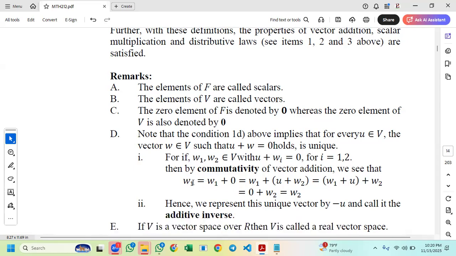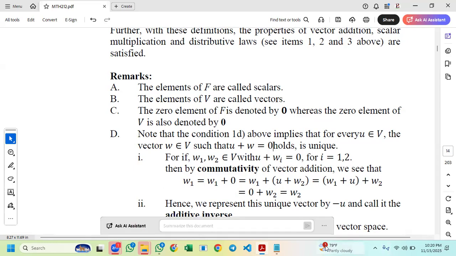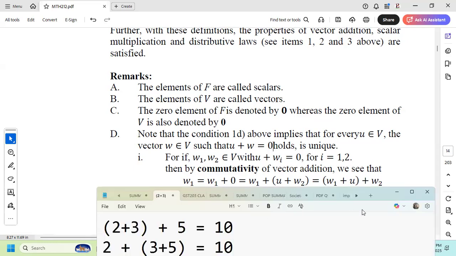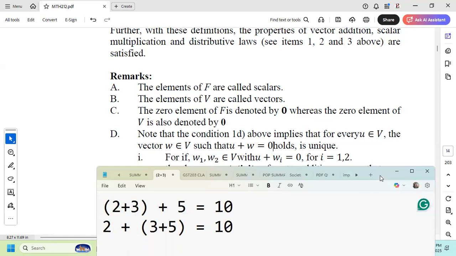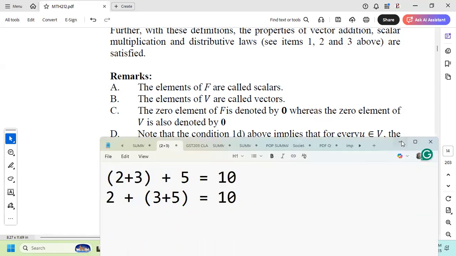So we see that W is equal to W1 plus 0, which is equal to W1 plus U plus W2, which is equal to W1 plus U plus W2. It's just the same thing. I think we treated that with this example here, something like that, so that it's going to be clear to us.